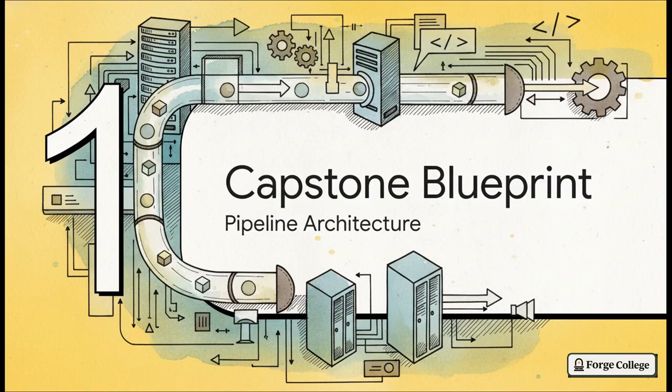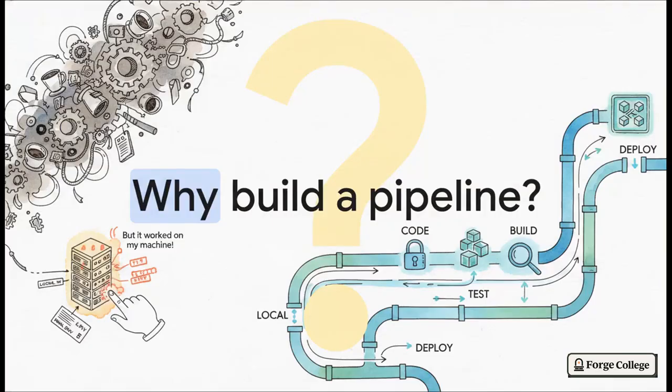Starting off in Zone 1, the capstone pipeline blueprint. We're moving from just knowing what we want to build to actually designing the architectural flow of how our code gets there safely. Now, you might be asking, why go through all the trouble of building a complex pipeline?